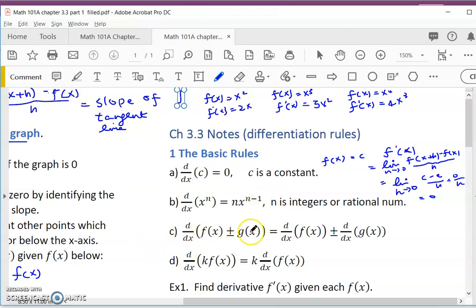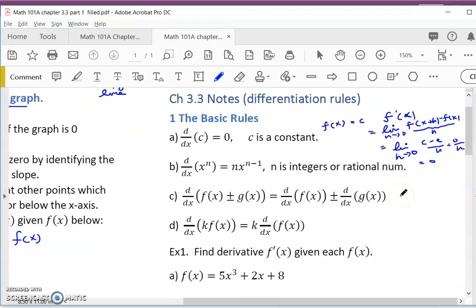The next one is the sum and difference rule. If your function is a sum or difference of two different functions, you can just differentiate them individually. Mind you, this is only for sum and difference, not for product or quotient. If you multiply two functions, their derivative is not the product of the derivatives, or the quotient. We'll talk about those in the second part of 3.3. And if you multiply your function by a constant multiple, then you just move the constant multiple out and take the derivative of the function.